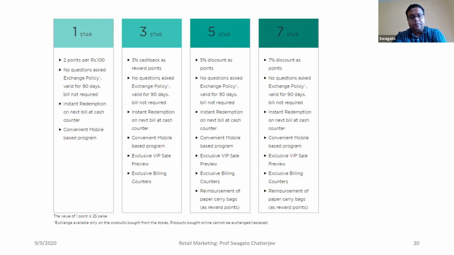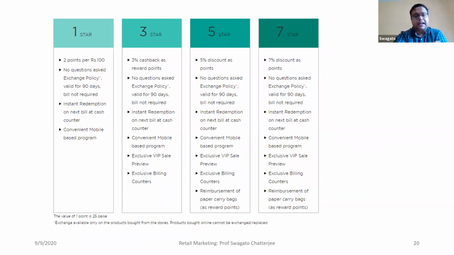Then extra reimbursement of paper carry bags as reward points. So if you are using paper carry bags, that money will be reimbursed. That is a hedonistic pleasure also. For example, it gives you a feeling that, okay, if you are a green-savvy person, and if you are a 5-star person, then I will give you certain kinds of benefits. So it gives you an inner boost that, okay, I am above the common people. I can pay money for green products. And then this company is also helping me or appreciating my green product purchase behavior. So that kind of appreciation comes up, which gives you a certain kind of hedonistic pleasure.